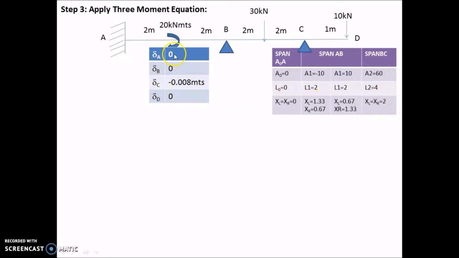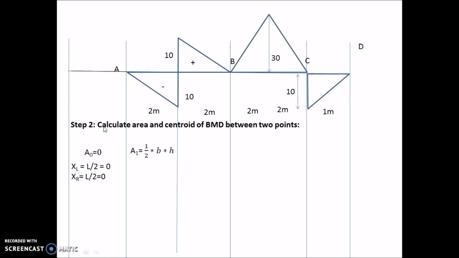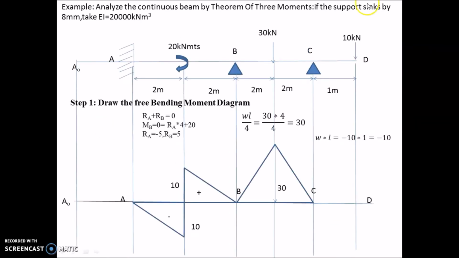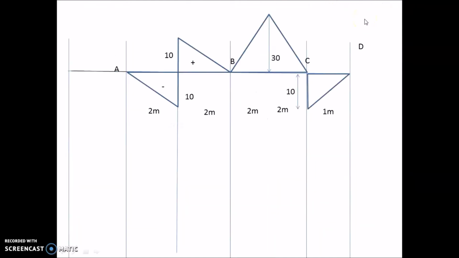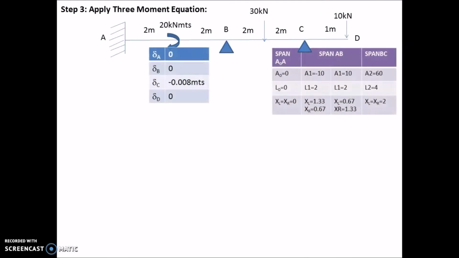There is a sinking of support of 8 mm at support C. Note it here, if the support C sinks by 8 mm, then the values are: delta A is 0, there is no sinking of support at supports A, B and D. There is only sinking of support at C, that is 8 mm. Since it is sinking downwards, it will be negative, and 8 mm is converted into meters, 8 into 10 to the power minus 3, that is 0.008 meters.